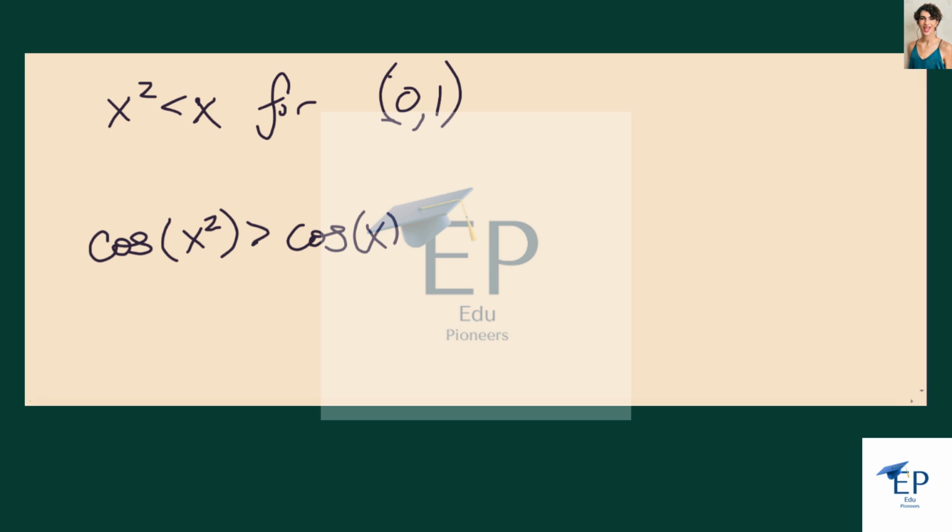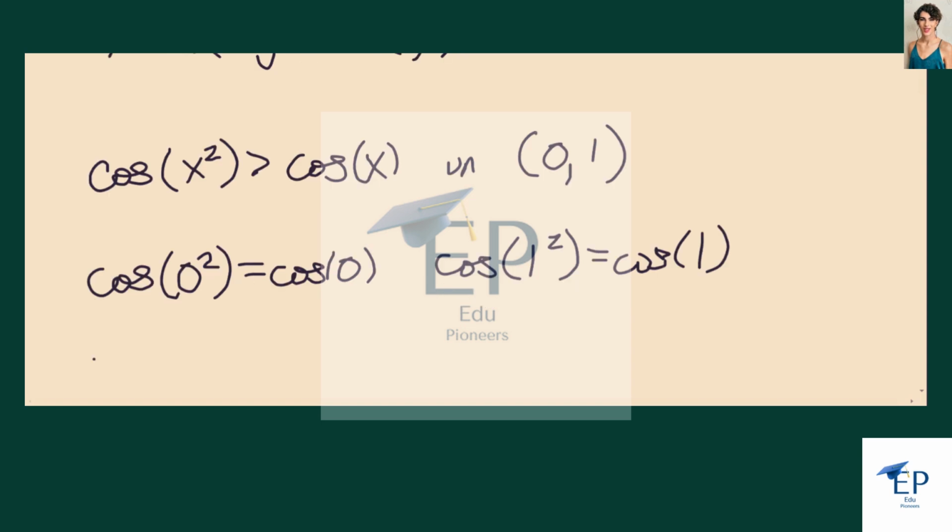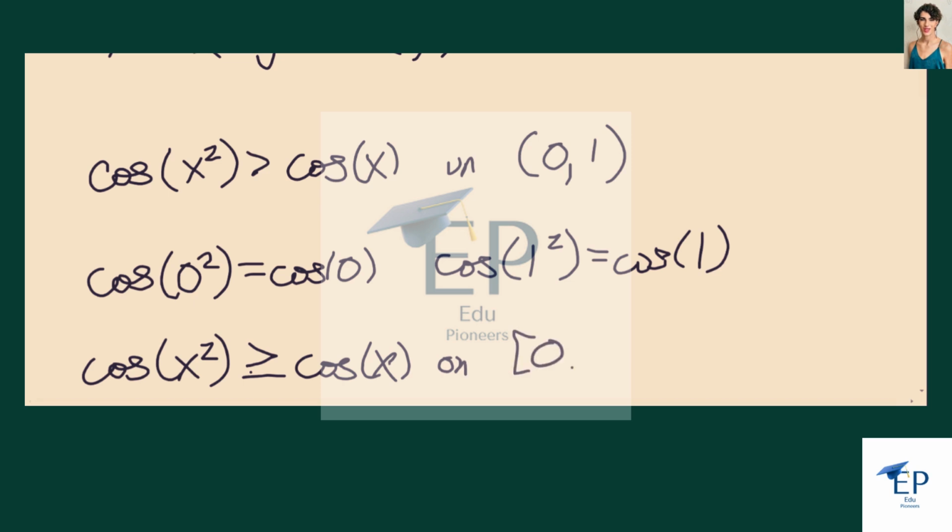Now this is only on the open interval 0, 1. In particular, we have that cosine of 0 squared is the same as the cosine of 0, and the cosine of 1 squared equals the cosine of 1. And therefore, cosine of x squared is greater than or equal to the cosine of x on the closed interval 0, 1. This is what we wanted to prove in part A.